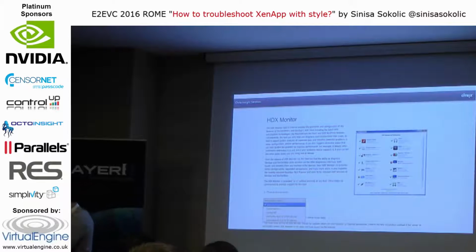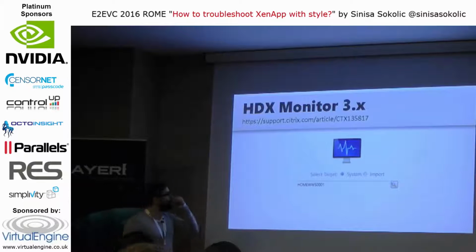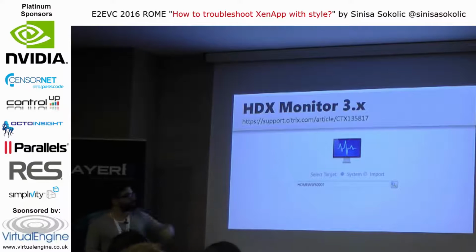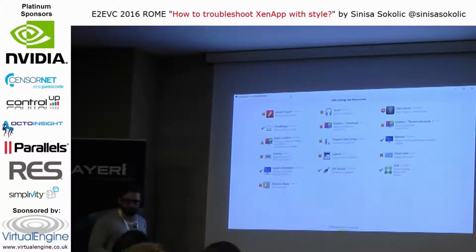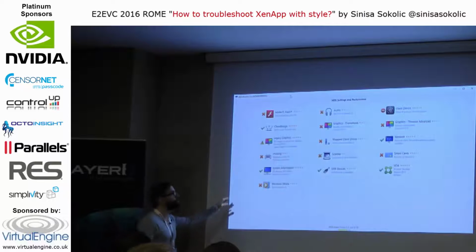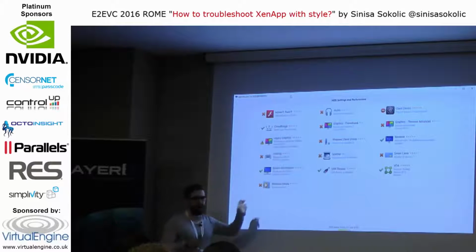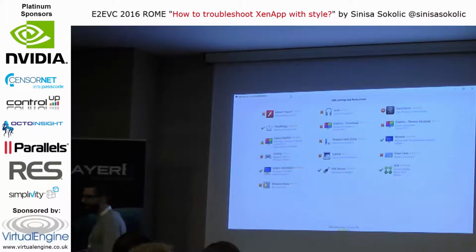The next tool I want to show you is HDX Monitor. It's basically also a very simple tool. You can install it on a VDA if you like, but you can also use it in an online mode. So just switch to that site to get the download link. And what you can do is, if you start it, you get an overview of settings in an iTunes star rating style about how your system configuration is looking.